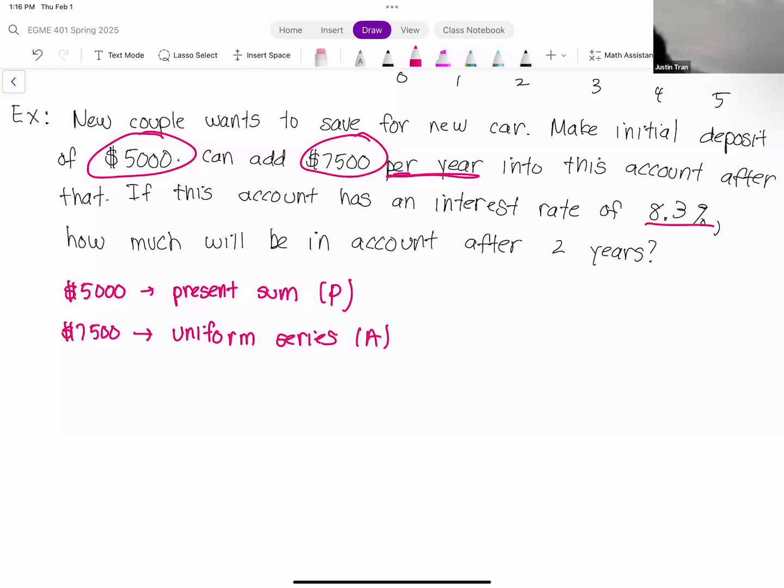Next, we have the interest rate. So let's go ahead and convert that to decimal form. So 0.083. We have the time period N, and here it is 2 years.